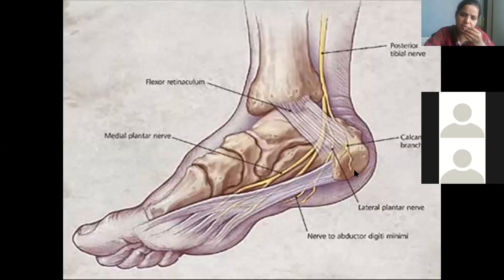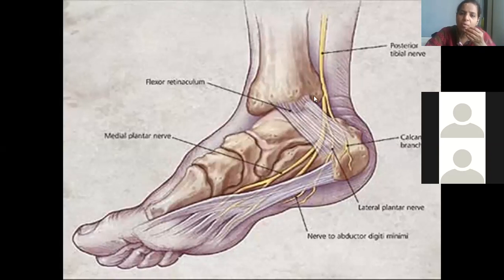Now, what is the name of this retinaculum? Abhinav, you escaped yesterday's class. What is the name of this retinaculum? Hema? Flexor. Very good. Flexor retinaculum.